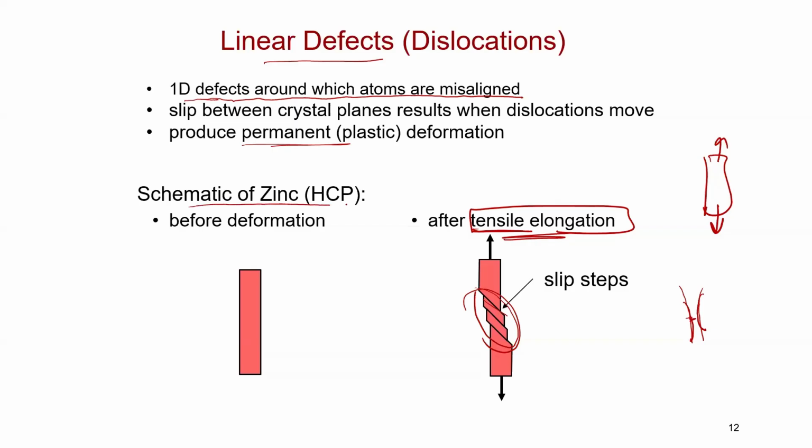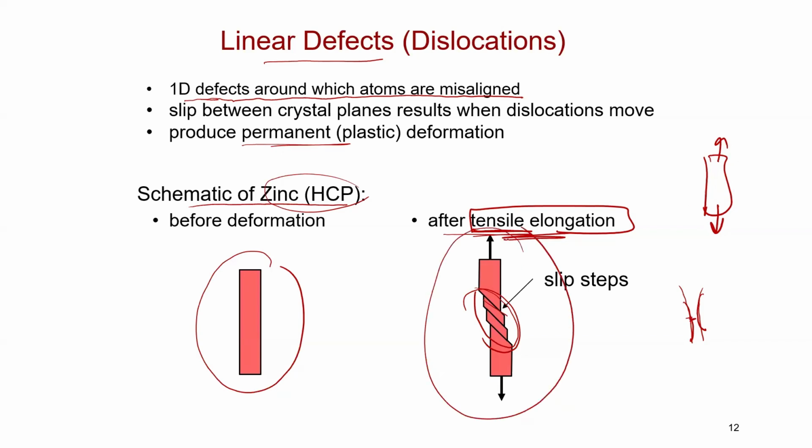So this is a schematic of zinc. Zinc has a hexagonal close pack. Before deformation, it's like this. And after application of the tensile force, it will be like this because there is a slip between the crystal planes, and it is a permanent defect.